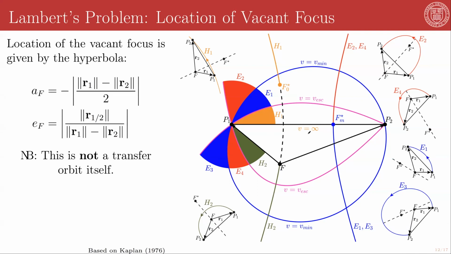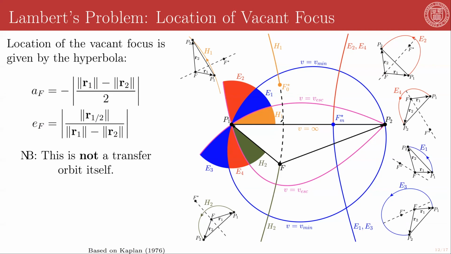And that's not physical. In order to get a straight line orbit between P1 and P2, that essentially means that you would be ignoring the gravitational effects of the central body at F, meaning that you would need infinite velocity. So this is, again, a strict bounding point. All of the H1 hyperbola have their vacant focus above this F0 star location. This also means that there are no departures possible within this region.